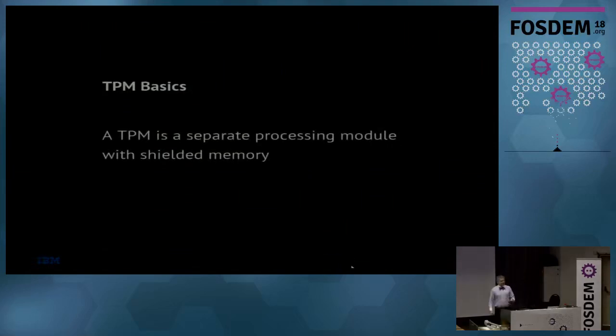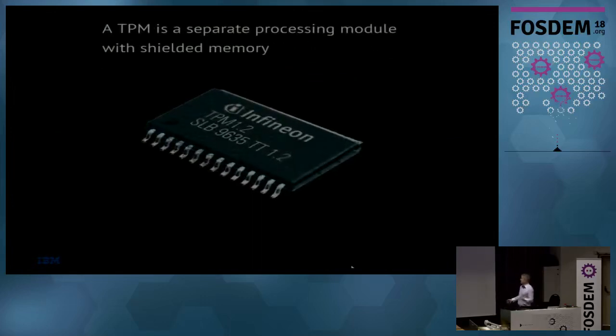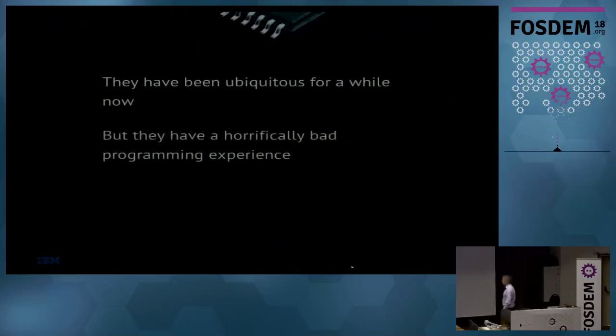So the TPM itself, sitting in your laptop, is a separate security module. It's a little chip that actually sits outside the main CPU, and it has its own access to shielded memory. That means anything you put into it can't be extracted by the CPU of the system, which is useful. And they've been ubiquitous in your laptops for a while now at the 1.2 level. The main problem with the TPM is that it has a horrifically bad programming experience. I mean, really, really awful. And I speak as one who's actually tried to use it in the 1.2 incarnation.